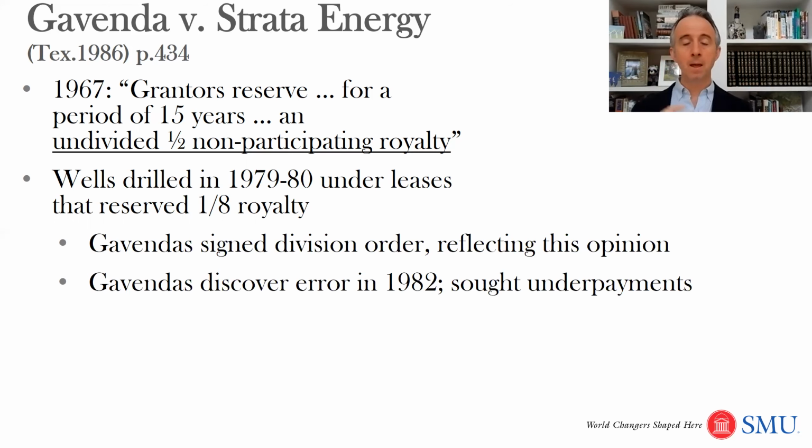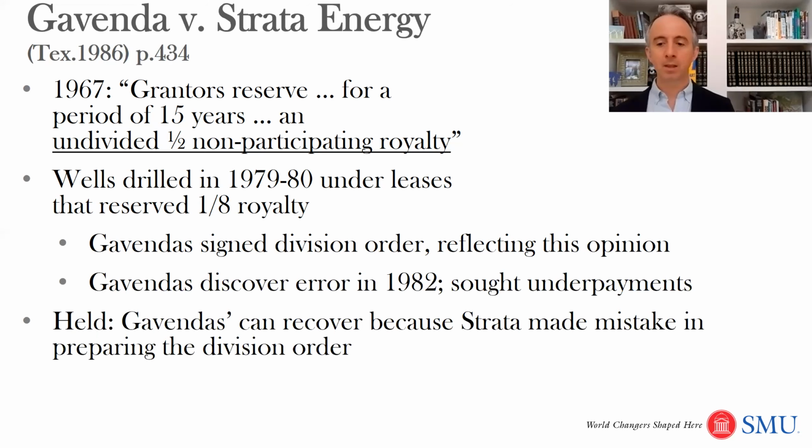We'll talk about it. The Govendas discover this error a few years later, and they say, okay, we were supposed to be receiving 50%, half of this oil that was produced from this well in the first couple of years of this lease. And so they sue Strata Energy and they ask for that 50% share going back for the 2.5 years it's been operating.